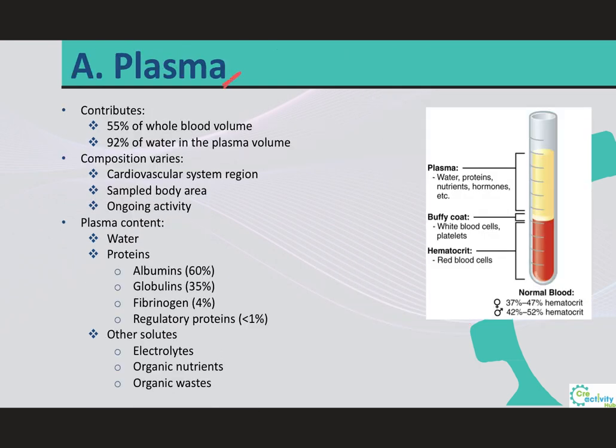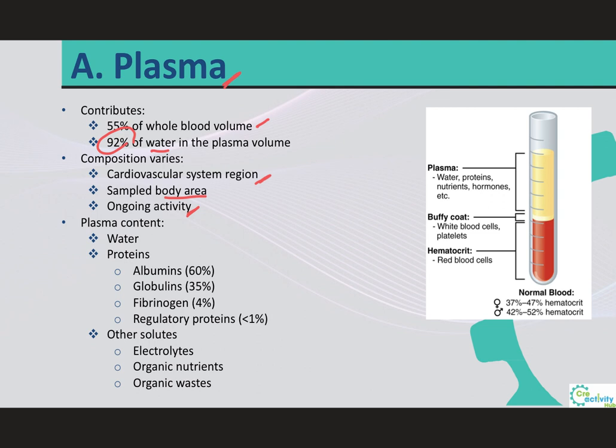So plasma will contribute approximately 55% of the volume of whole blood, and water accounts for 92% of the plasma volume. These are average values, and the actual concentration is very dependent on the region of the cardiovascular system or the area of the body sampled and the ongoing activity within that particular region. So these factors are important to keep in mind when taking a blood sample.